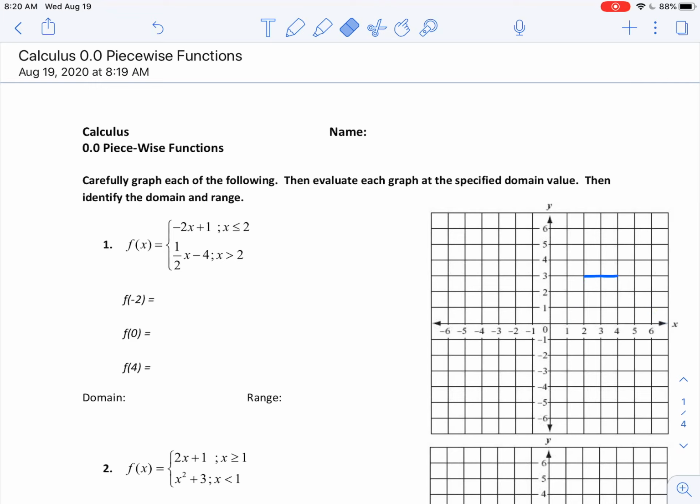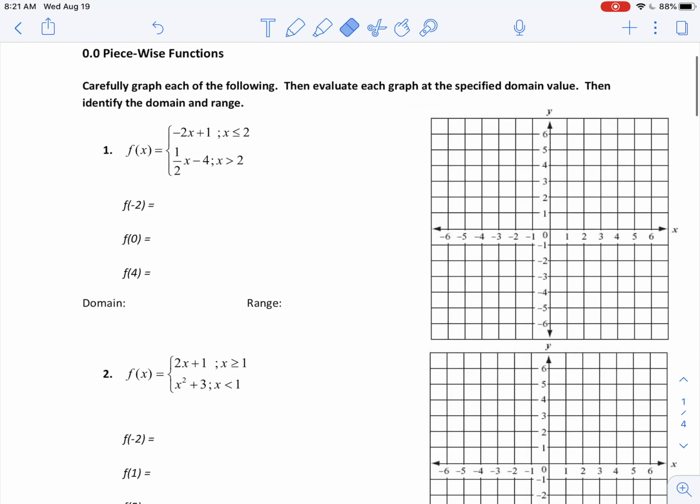All right, so let's take a look here. I'm going to do 2 or 3 examples, and then I'm going to have you finish the rest as the assignment. So our directions: carefully graph each of the following. Then evaluate each graph at the specified domain value. Then identify the domain and the range.